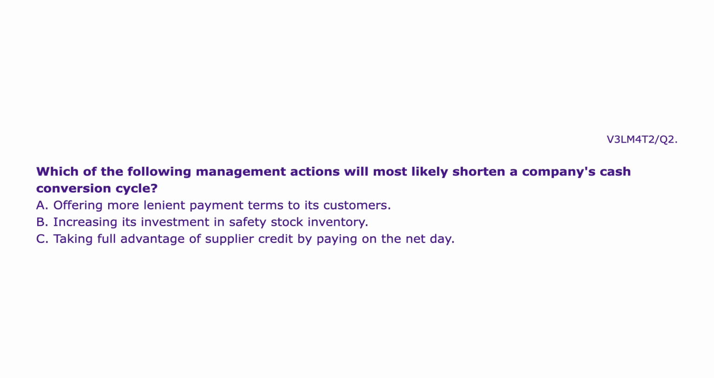Which of the following management actions will most likely shorten a company's cash conversion cycle? A. Offering more lenient payment terms to its customers. B. Increasing its investment in safety stock inventory. C. Taking full advantage of supplier credit by paying on the net day.